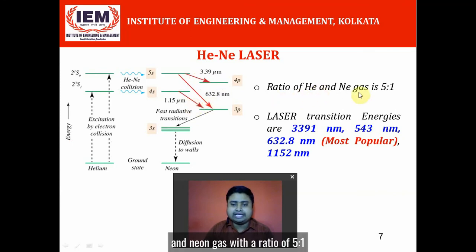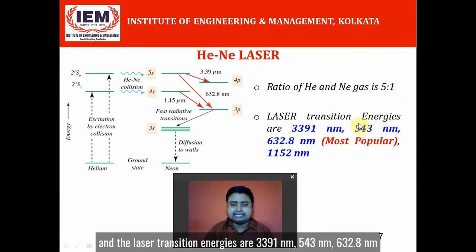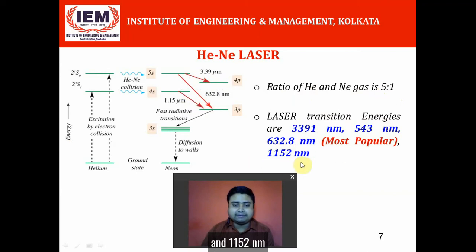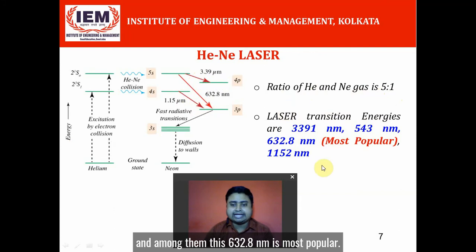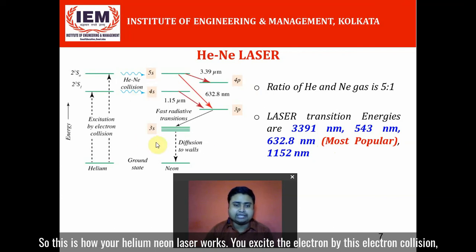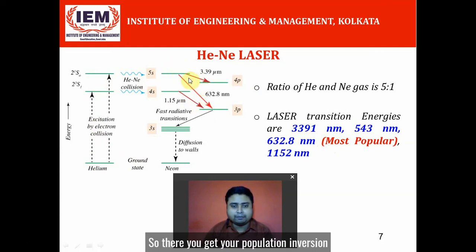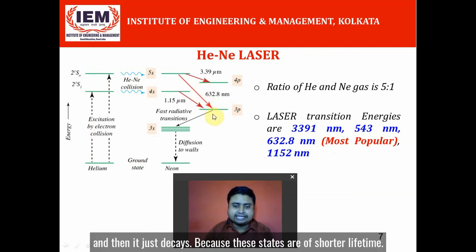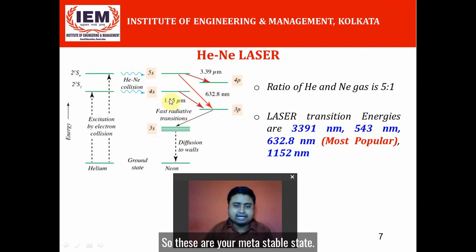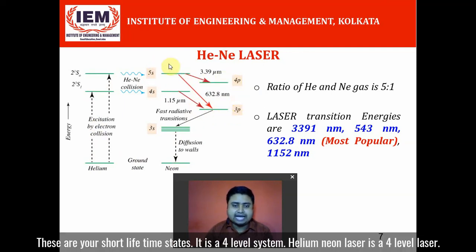So here you have your helium and neon gas with a ratio of 5:1, and the laser transition wavelengths are 3391 nanometer, 543 nanometer, 632.8 nanometer, 1158 nanometer, and 1152 nanometer. Among them, 632.8 is the most popular. So this is how your helium neon laser works. You excite the electrons by electron collision, then it transfers to the neon excited states, which are metastable states. It decays to this state, so there you get your population inversion, and then it just decays because these states have shorter lifetimes. So these are your metastable states, these are your short lifetime states, and it is a 4-level system. So the helium neon laser is a 4-level laser.